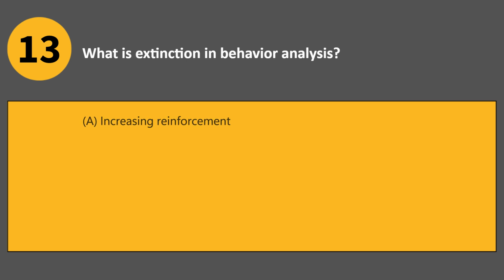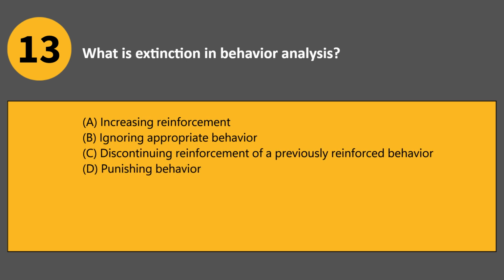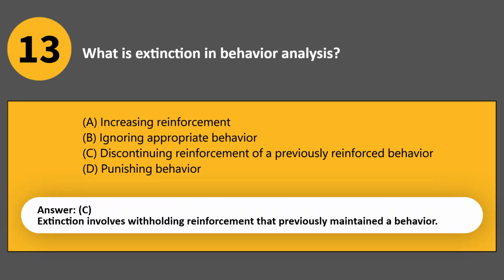What is extinction in behavior analysis? A. Increasing reinforcement. B. Ignoring appropriate behavior. C. Discontinuing reinforcement of a previously reinforced behavior. D. Punishing behavior. Answer: C. Extinction involves withholding reinforcement that previously maintained a behavior.